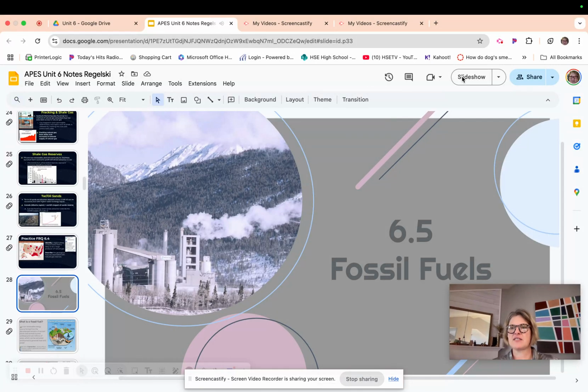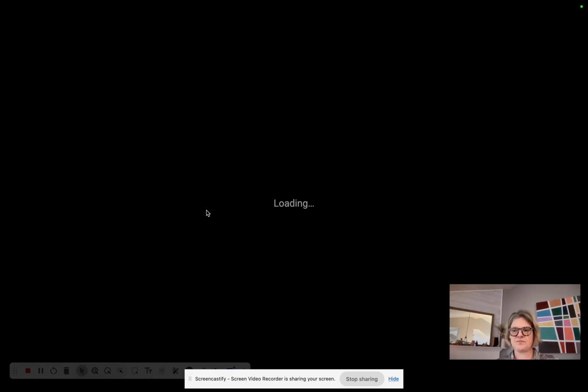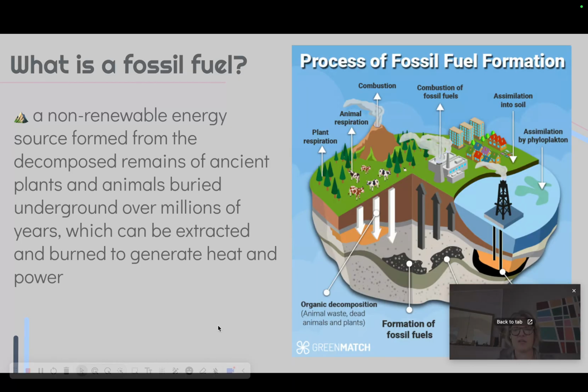So let's begin the 6.5 notes on fossil fuels. So let's start the slideshow. All right. So the process of fossil fuel formation, we've talked about it several times. So I'm going to go into a few details with the various types of fossil fuels.